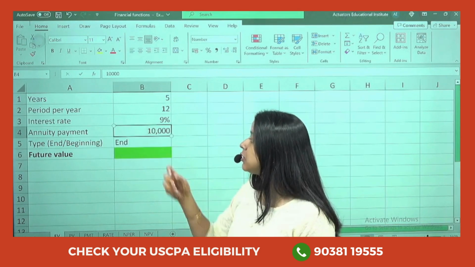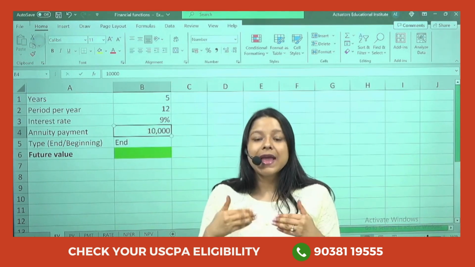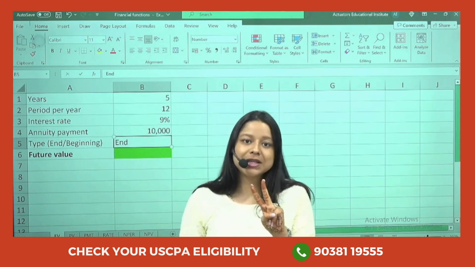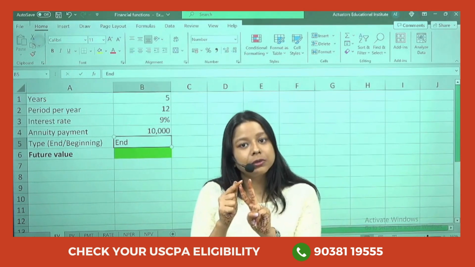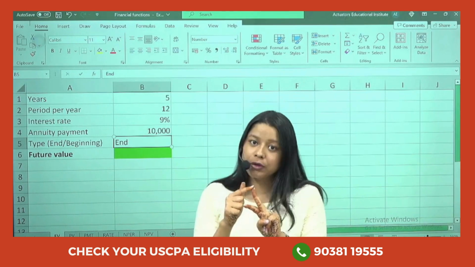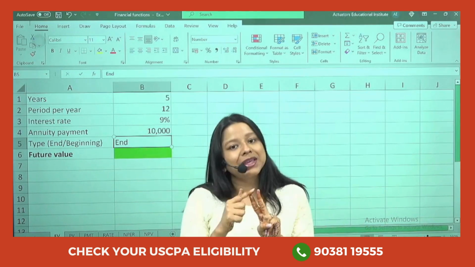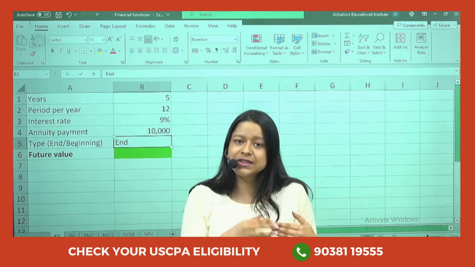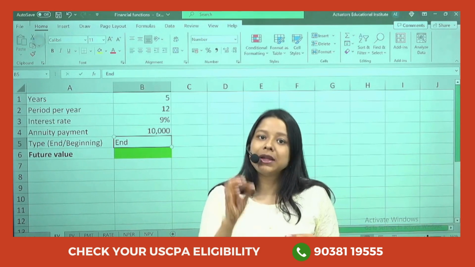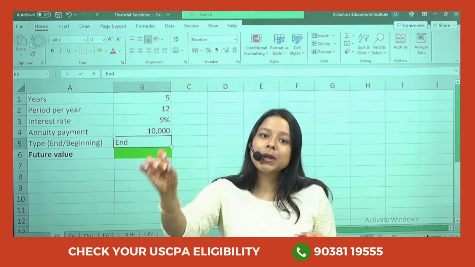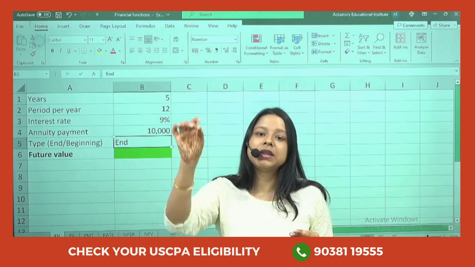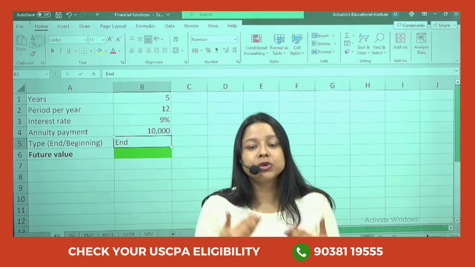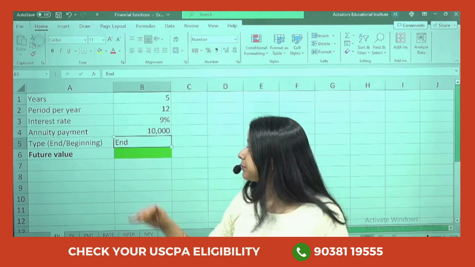Annuity payment is 10,000. So this is the payment which is made every month, and there are two options. Either you are making the payment at the start of the month or you are making the payment at the end of the month. I have taken an option of making the payment at the end of the month. So starting, for example, from January 1st, we are considering that the payment will be made on 31st January, then 28th of February, then 31st of March, and so on and so forth. Give me the future value of all these payments after 5 years.